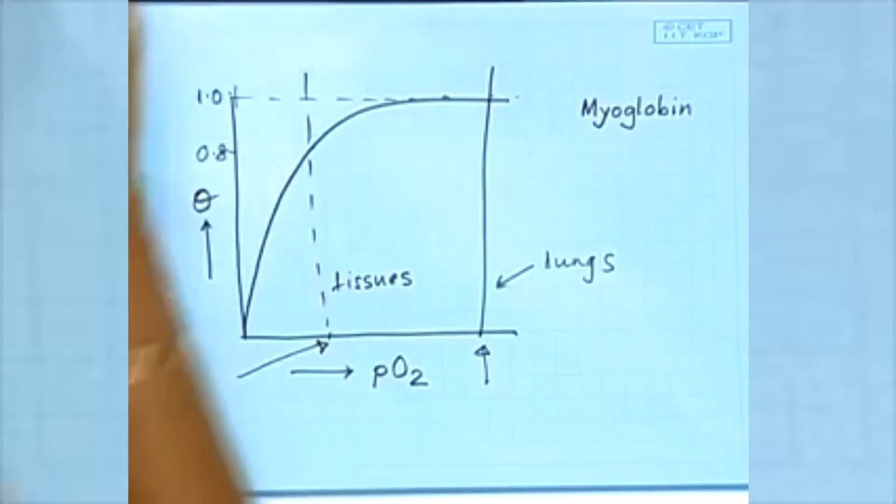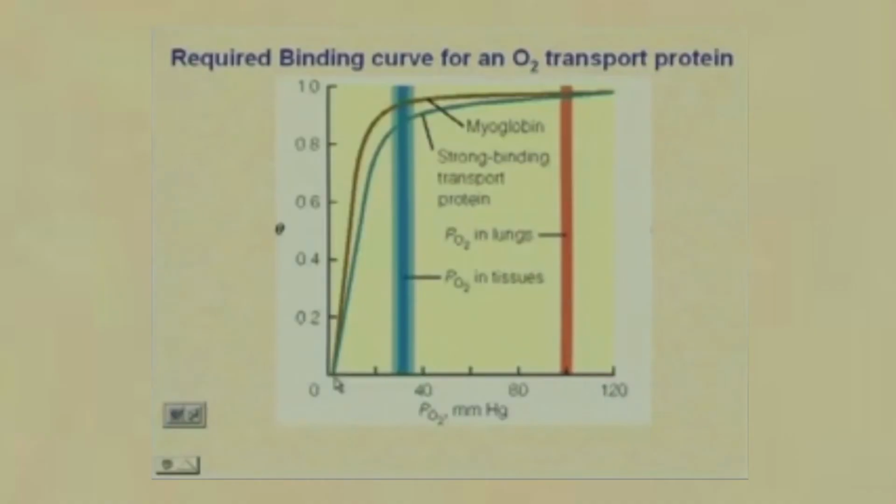But if we go back to the slides here, and look at the myoglobin curve, what is there? Even at the partial pressure of oxygen in the tissues, myoglobin still is more than 80% saturated, right? But if you want a transport protein, what is the transportation supposed to do? It is supposed to take in the oxygen and release it. Is that clear? The hemoglobin has to release the oxygen. If it does not release the oxygen, there is no point in binding it.